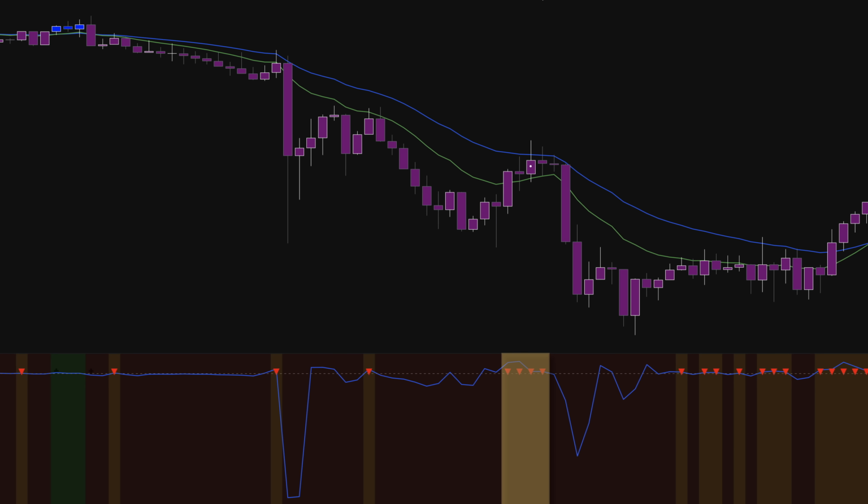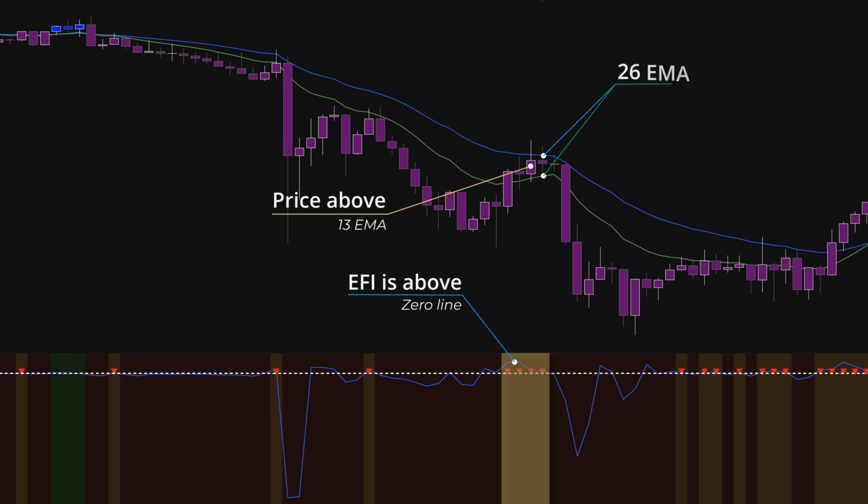Short setups demand highs above the 13 EMA with positive force index readings, while the 26 EMA stays above the 13, identifying bearish retracements marked by red triangles and yellow backgrounds.